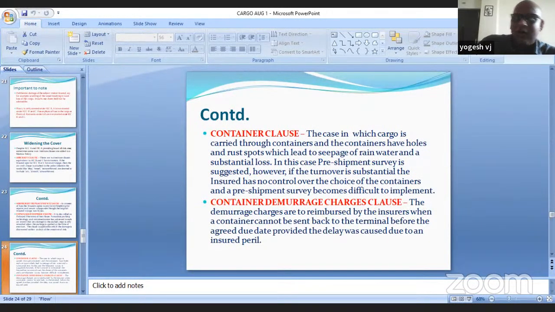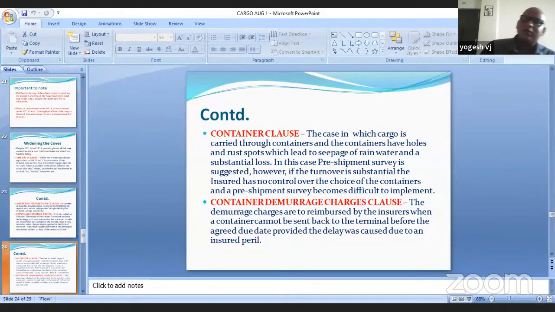Okay. However, if the turnover is substantial, the insured has no control over the choices of the containers, and pre-shipment survey becomes difficult to implement. That is why the container clause was attached. As I told you, since every 15 days if his consignment is going, it's not feasible for us to arrange for pre-shipment survey. That is the particular reason why container clause is attached.